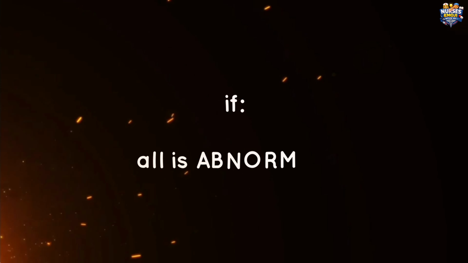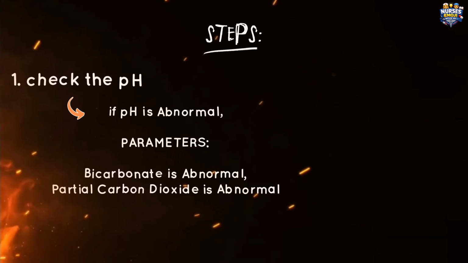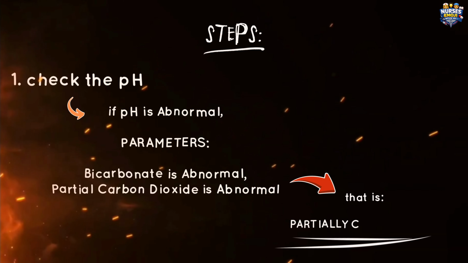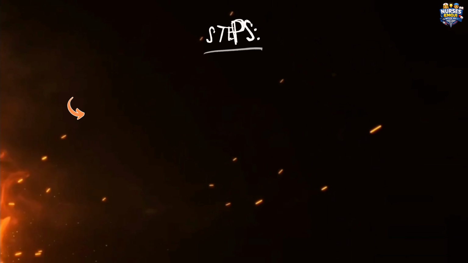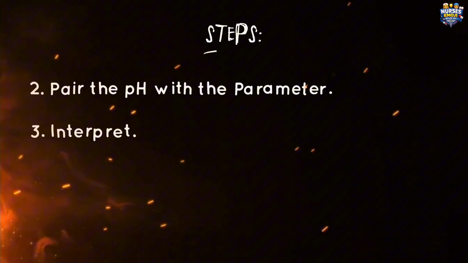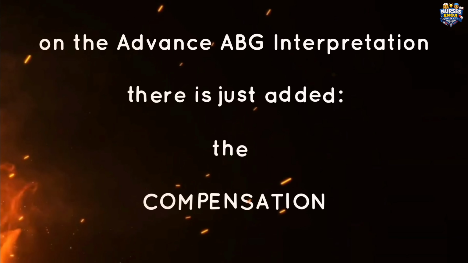If pH is abnormal, bicarbonate is abnormal, and partial carbon dioxide is abnormal, that is partially compensated. Step 2. Pair the pH with the parameter. Step 3. Interpret. In the Advanced ABG Interpretation, there is just the added compensation.